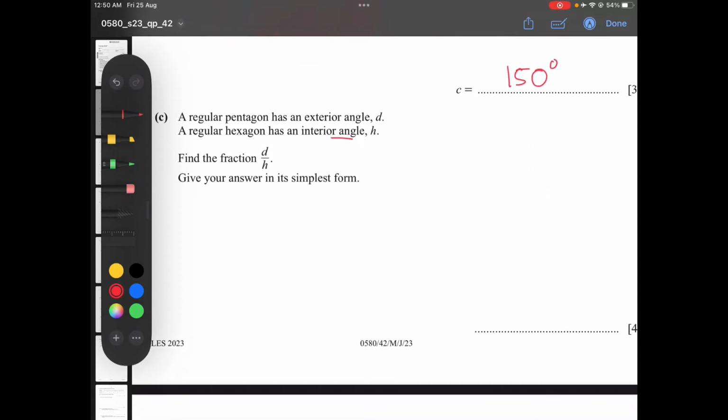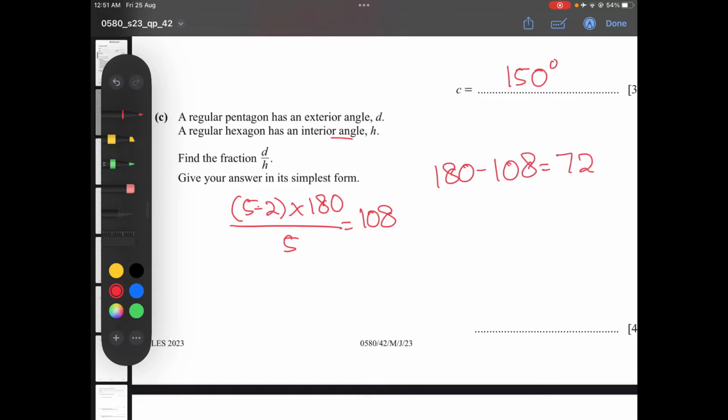A regular pentagon has an exterior angle D. A regular hexagon has an interior angle H. Find the fraction D to H. Now a pentagon's exterior angle. A pentagon is 5-sided, so if we do (5 minus 2) times 180 divided by 5, it gives us 108. That's an interior angle. An exterior angle would be 180 minus 108, which would be 72. That's for the pentagon. That's D.